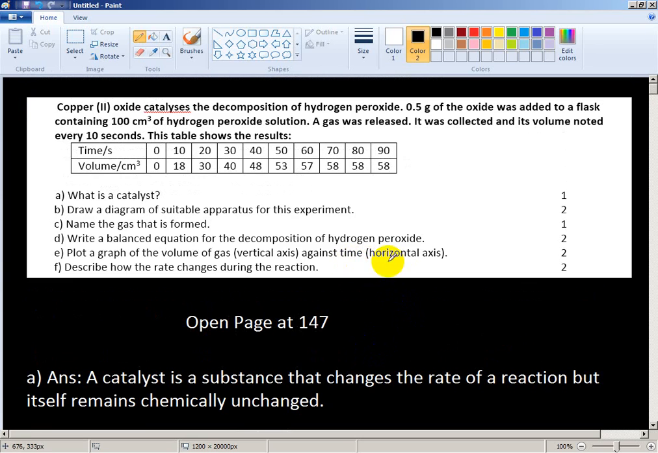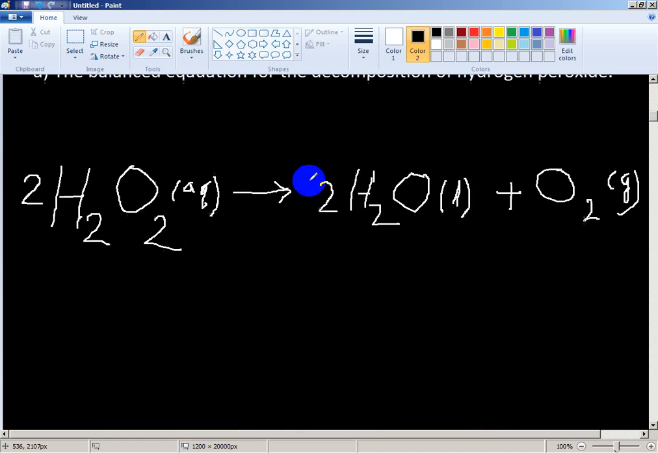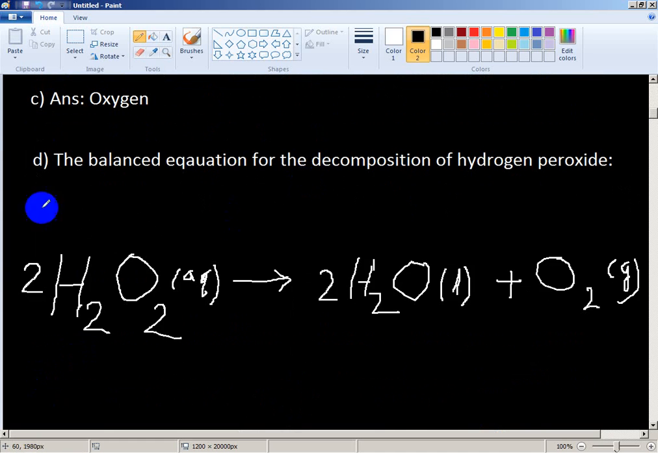In the horizontal axis, that means the x-axis, we write time. Time goes from 0 to 10 to 90. Volume of gas is on the vertical axis, that means the y-axis. Okay. Now drawing. Question number E answer.